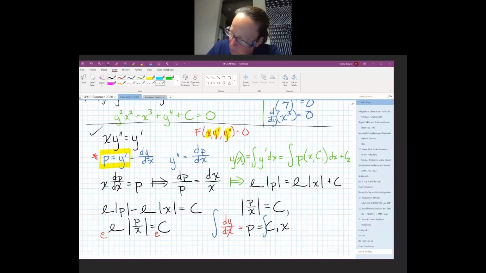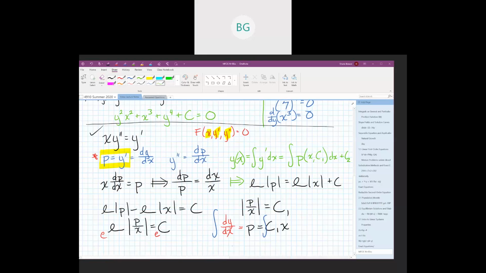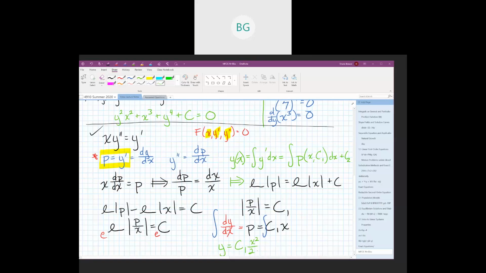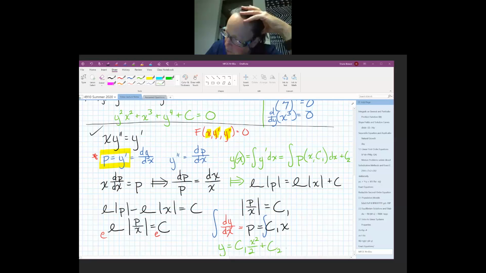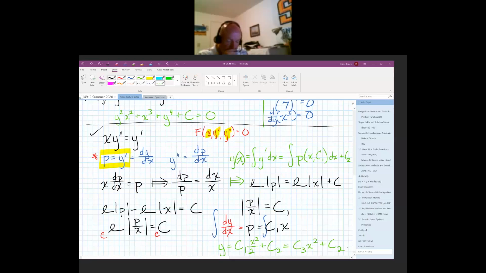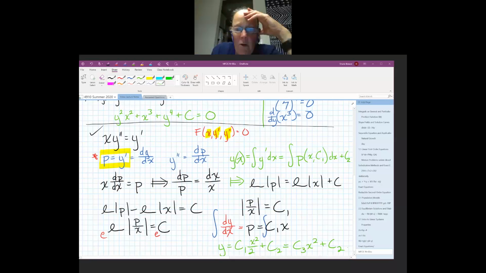Yes, that is right. Okay, keep going. Because then I'm feeling like y is equal to the constant c1 times x squared divided by 2. Yep. I was going backwards. Plus c2. Yep. And see, we're going to get really cavalier. We're just going to call this c sub 3 x squared plus c sub 2.